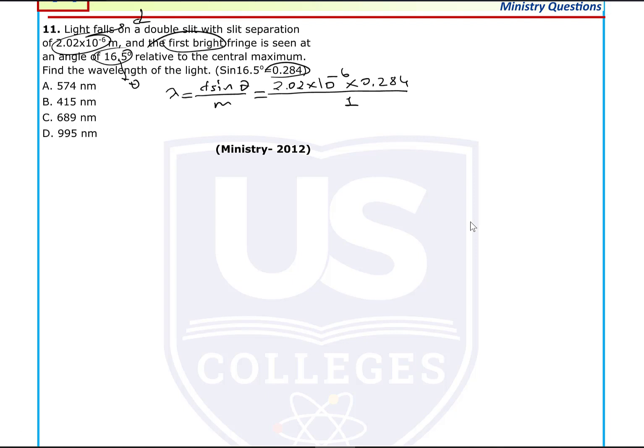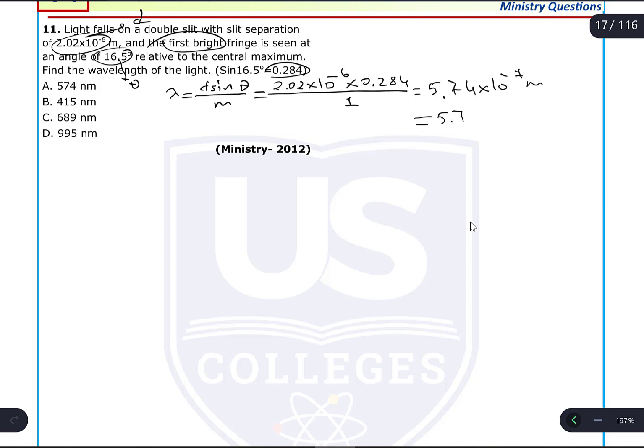2.02 times 10 to the power of negative 6 times 0.284. Answer is 5.74 times 10 to the power of negative 7 meters. To convert meters to nanometers, we should multiply by 10 to the power of 9. Result is going to be 574 nanometers, which is the correct answer in here.